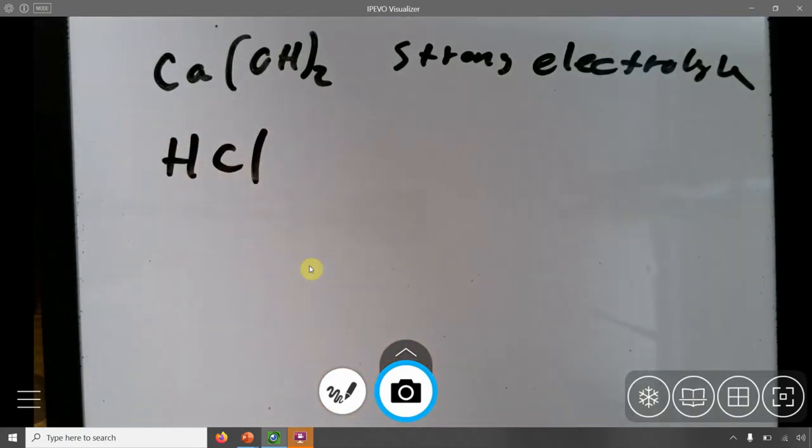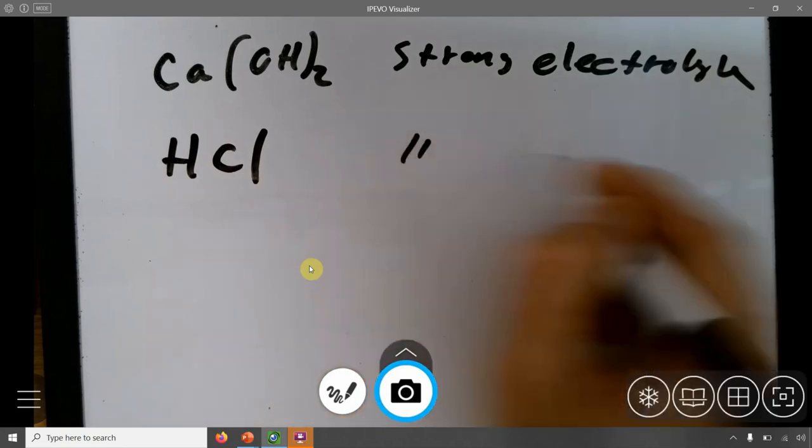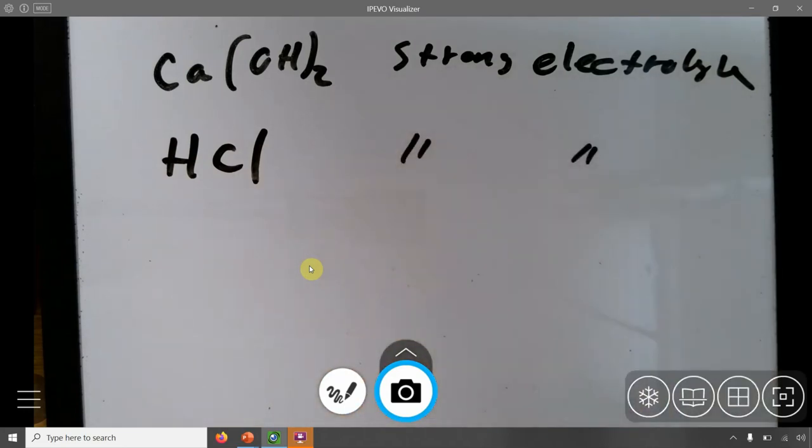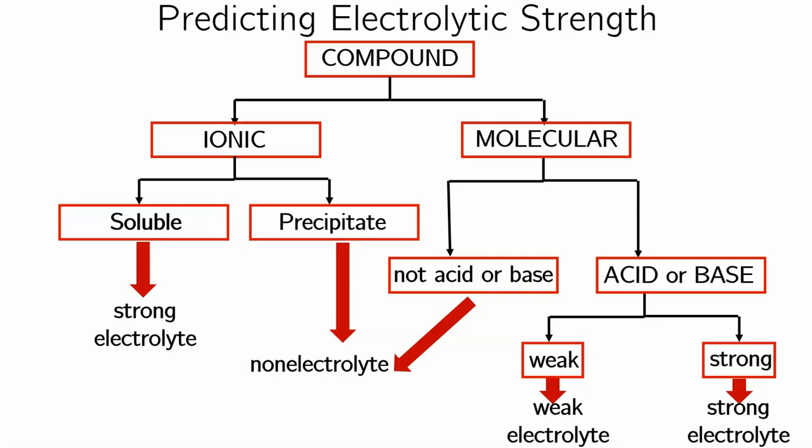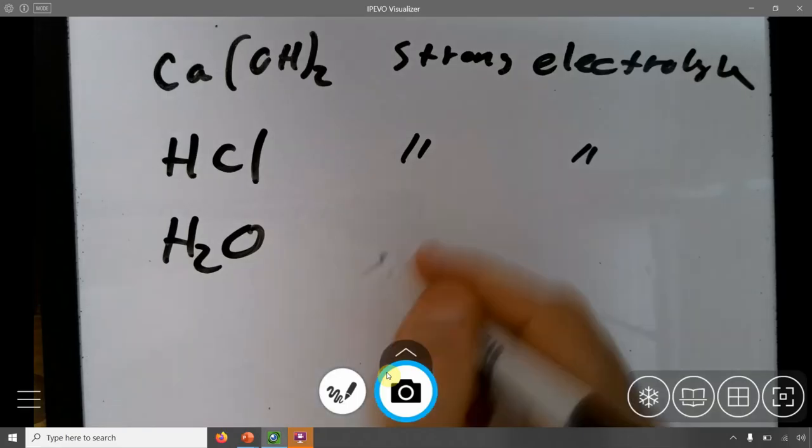HCl, the strong acid. Strong acids are going to be strong electrolytes as well. H2O. Well, H2O by itself, is it ionic? Nope. It's molecular. Is it an acid or base? Nope. It's going to be a non-electrolyte.